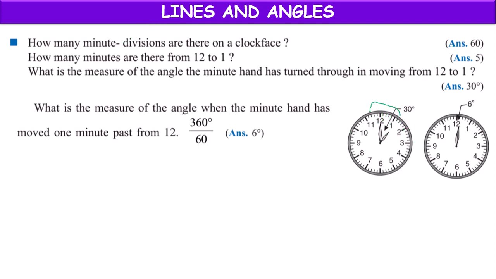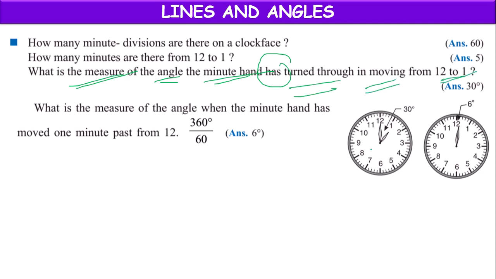Now, between 12 to 1, how many minutes are there? Between 12 to 1, we have only 1, 2, 3, 4, 5 minutes. Between 12 to 1, we have only 5 divisions. So, the region from 12 to 1 corresponds to only 5 minutes. 5 minutes.